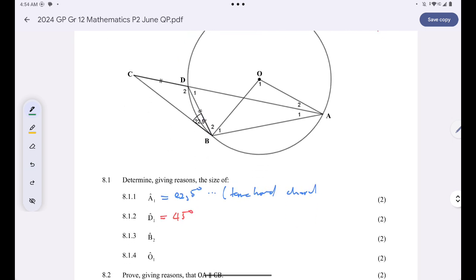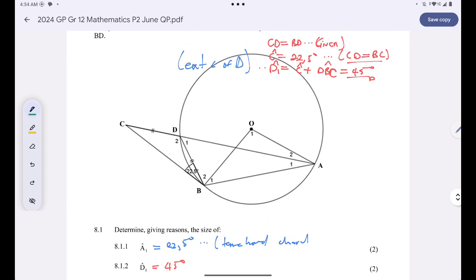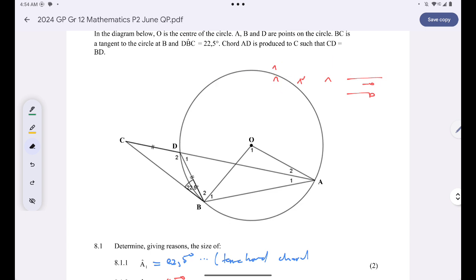Now they want us to find the size of angle B2. Okay, please note that, let me erase just to create some space to write.